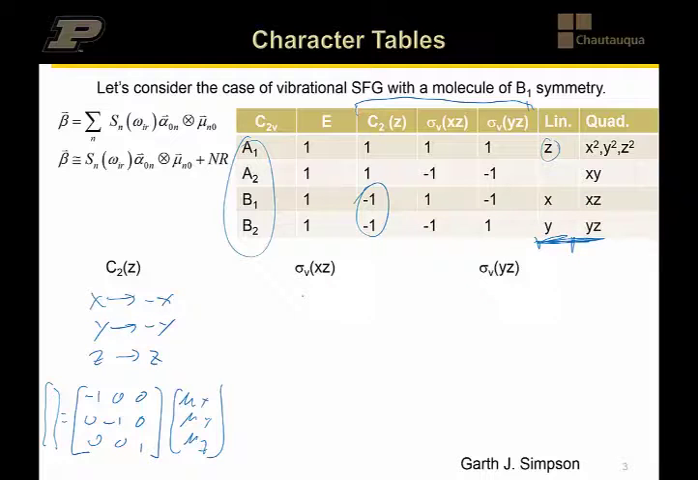The sigma xz gives you a matrix that inverts the y, so it's going to be 1, 0, 0, 0, negative 1, 0, 0, 0, 1. And that's how we can write the symmetry matrix for sigma xz. Sigma yz is the same thing, it inverts the x set.